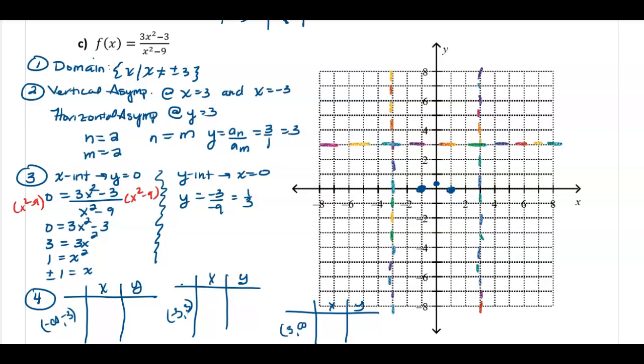Because we have so much going on, it would be in our best interest to put 3 test points for each interval. So let's do negative 4, negative 5, negative 6. We'll do negative 2, 0, 2, and that's because we already have our intercepts at 1 and negative 1. And then we'll do 4, 5, 6.